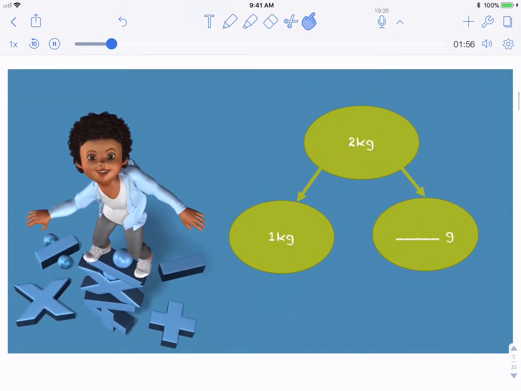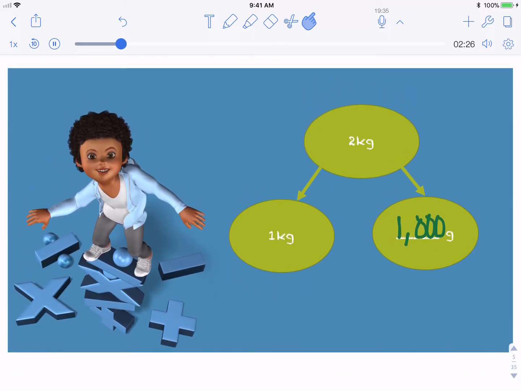Okay, in this next one we're starting with 2 kilograms. We pull 1 kilogram out. How many kilograms do we have left? We have 1 kilogram left. 1 kilogram equals how many grams? 1,000 grams. So 1 kilogram plus 1,000 grams is the same as 2 kilograms because 1,000 grams equals 1 kilogram.